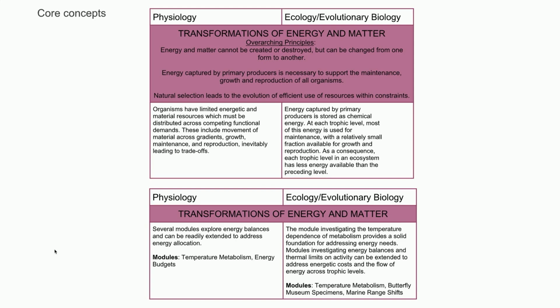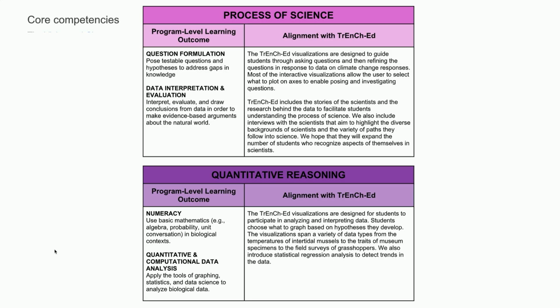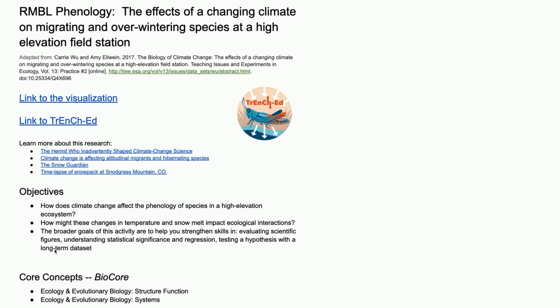So for example, we have physiology, ecology, and evolutionary biology core concepts, such as transformation of energy and matter. So we show those core concepts, and then we talk about how our modules are trying to address these concepts, and we give examples of which modules address each concept here. We do the same thing for core competencies.